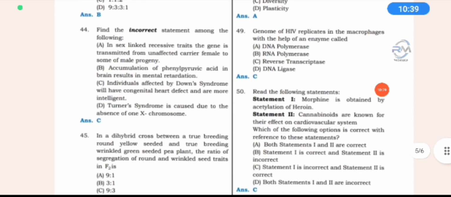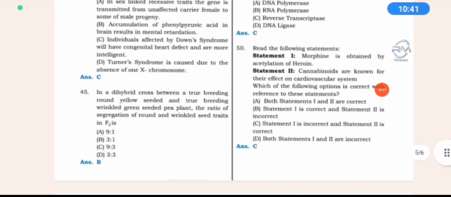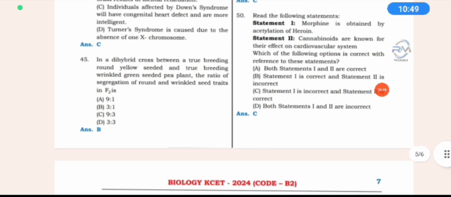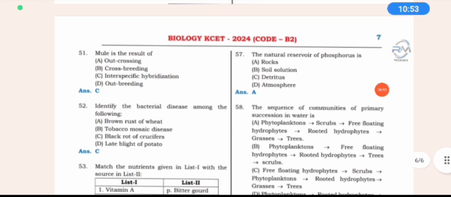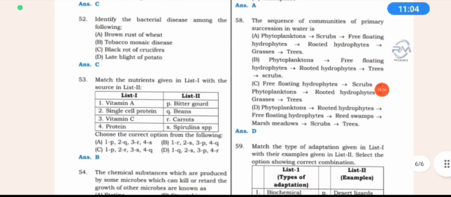Read the following statement. Option C is the correct. Option C means statement 1 is incorrect and statement 2 is correct. Mule is the result of interspecific hybridization. Identify the bacterial disease among the following. Black rot of crucifers.